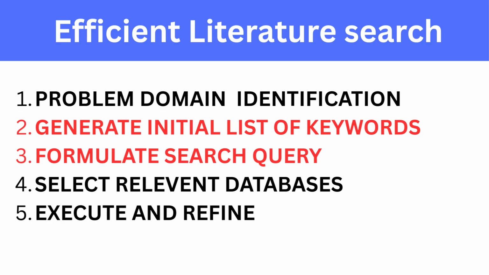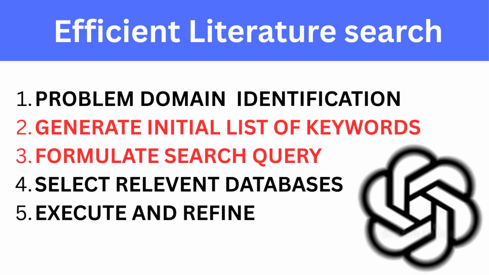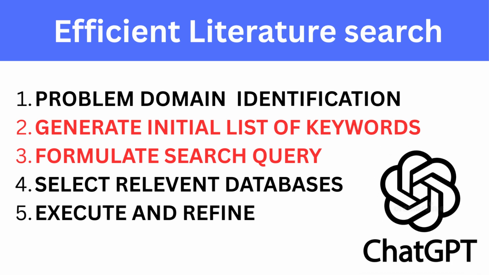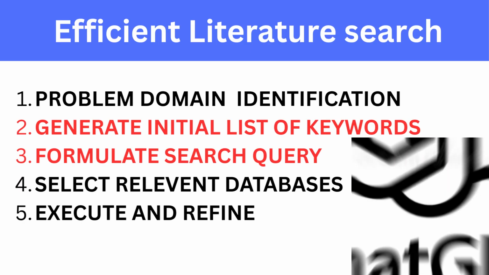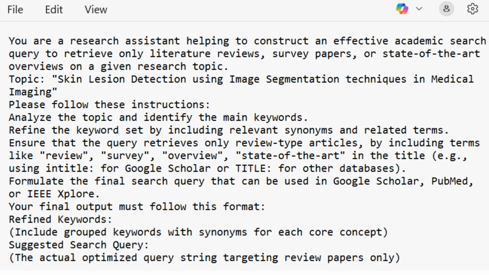Instead of manually crafting search queries and hoping for the best, we can tap into the power of large language models like GPT to generate targeted search prompts for us. Think of it as having a research assistant who already knows the structure of scholarly search engines and can find exactly what we need. Let me show you the exact prompt I am using to find only review or survey papers on our chosen topic.